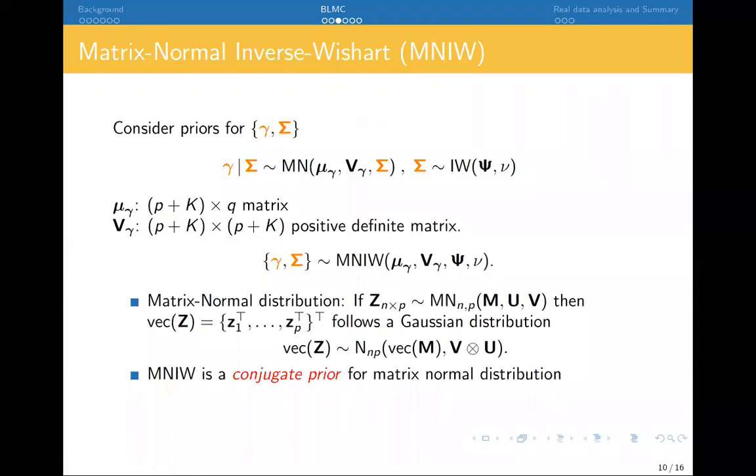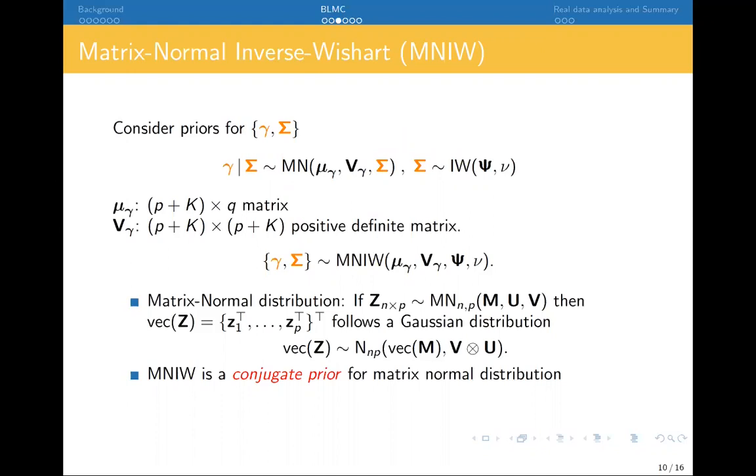We assign a matrix normal inverse Wishart as a prior for gamma and sigma. The matrix normal inverse Wishart prior is a distribution defined on a space of two matrices. One is positive definite. In our case, it's sigma, and it follows the Inverse-Wishart distribution. The other one, given this positive definite matrix, follows a matrix normal distribution. A matrix normal distribution is defined through three parameters: the mean matrix and two other positive definite matrices.